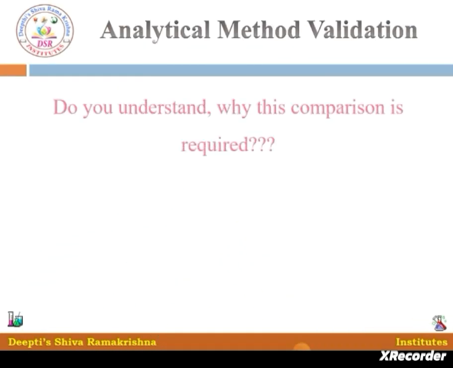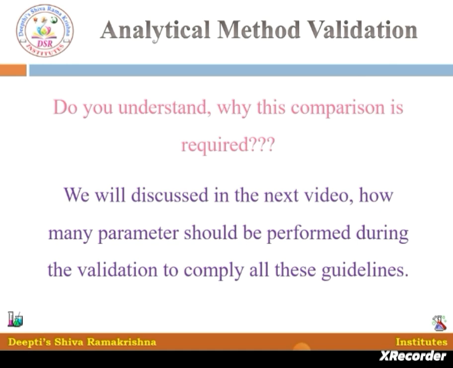So do you understand why this comparison is required? Why are you comparing all these parameters? To know what parameters are available in different guidelines, and which are the major, primary parameters to perform the validation. So we will discuss in the next video how many parameters should be performed during method validation, and what the order of the parameters should be to comply with all these guidelines.